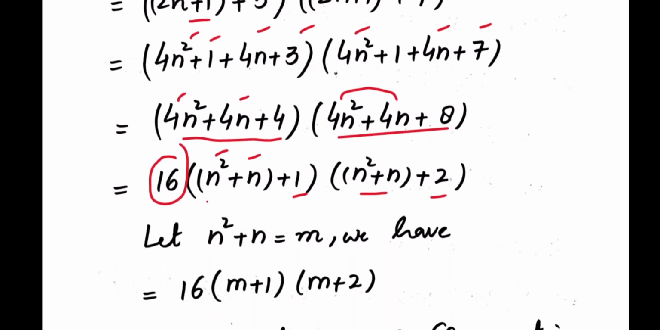As n is an integer, so n square is also an integer. Let n square plus n be another integer m. So replacing this sum n square plus n with m, we have 16 into m plus 1 into m plus 2.